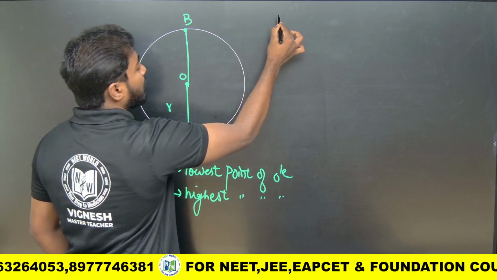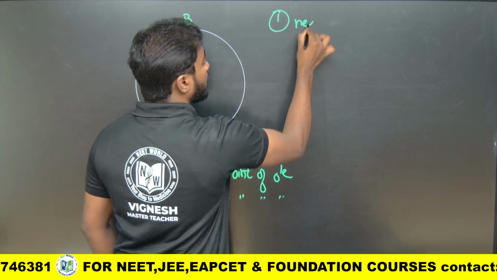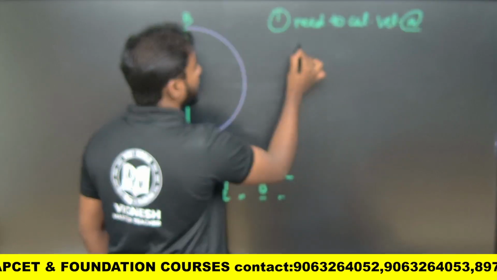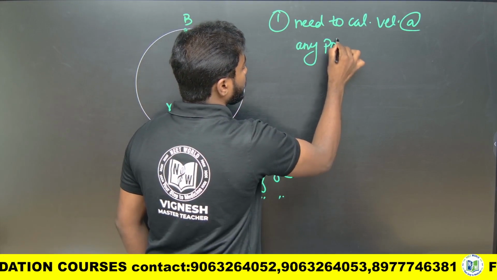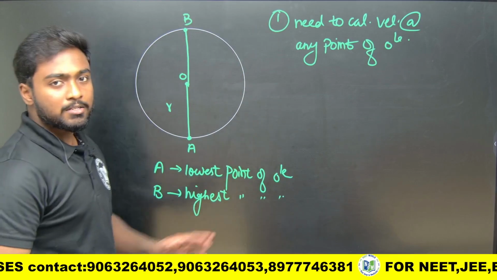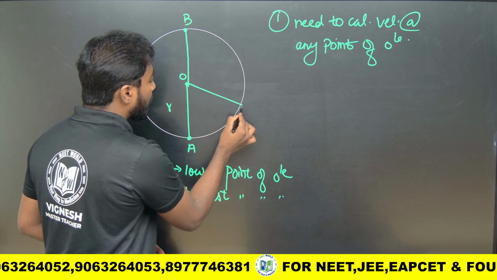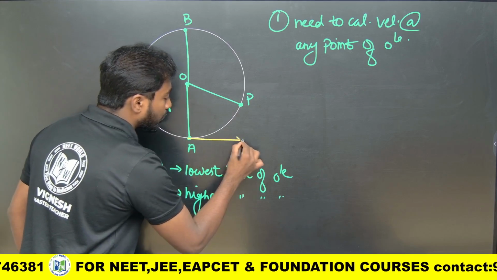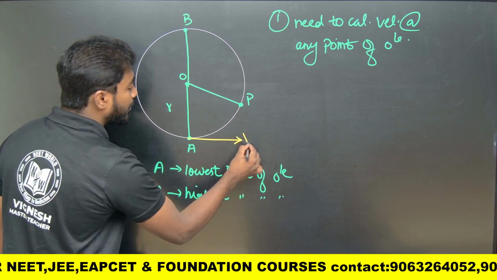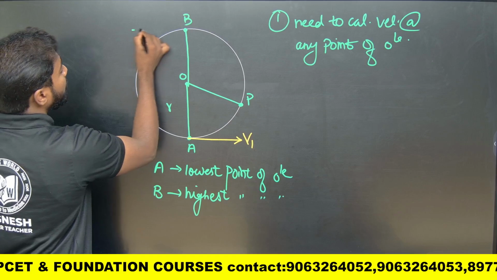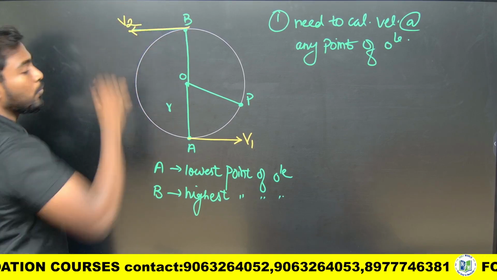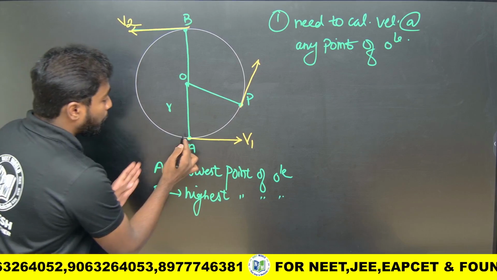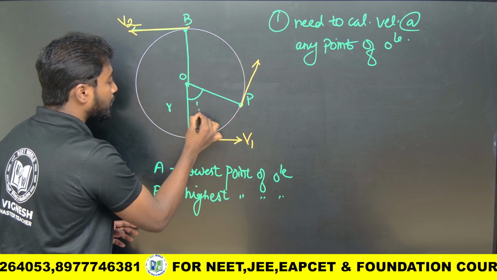Now I need to calculate the velocity at any point of the circle. This is the first thing I need to do. Let me consider any point, point P. At point A there is velocity; if I draw a tangent at point A, that is velocity V1. At point B I draw a tangent, that is velocity V2. Similarly at point P also I will draw a tangent. From point A to point P there is some angle, that is theta.